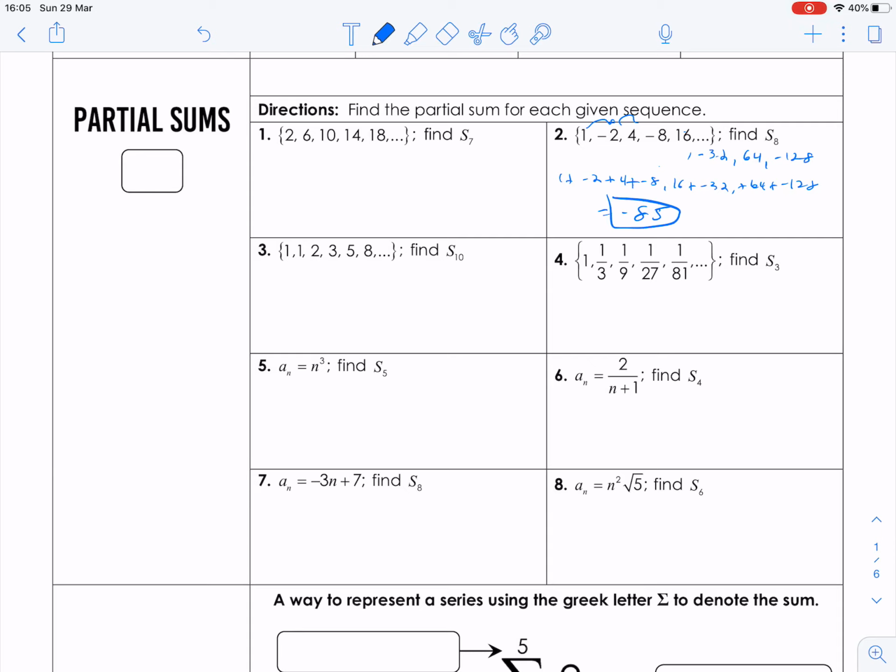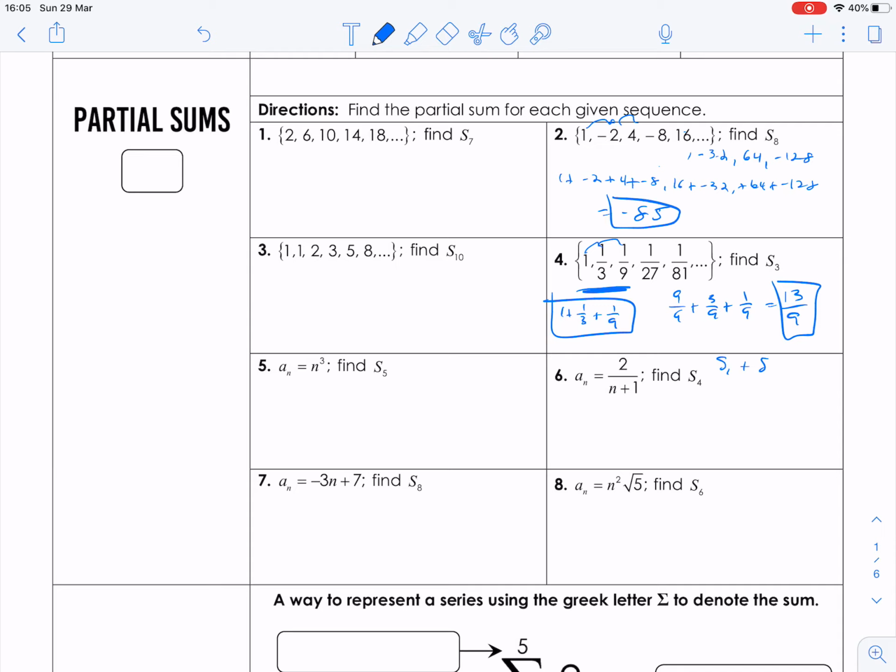All right, so for S of 3, we are just taking the first 3 terms and adding them together. So 1 plus 1/3 plus 1/9. Doesn't matter what the difference is in this case. Just out of curiosity, do you think this would be an arithmetic sequence or a geometric sequence? Geometric, good, but let's just add these 3 together. Common denominator, so let's change it to 9ths. 9 9ths plus 3 9ths plus 1 9th equals 13 9ths. And we are done.